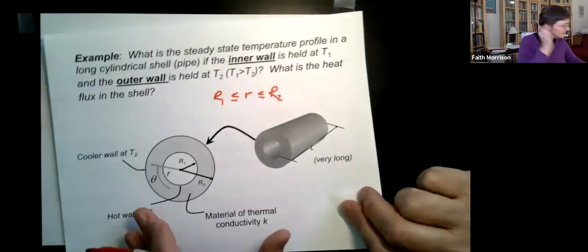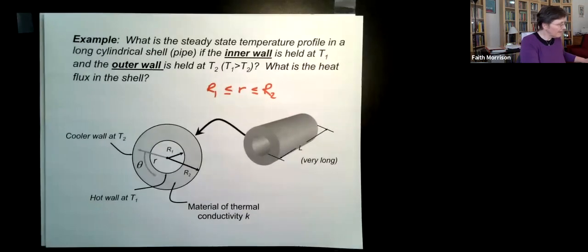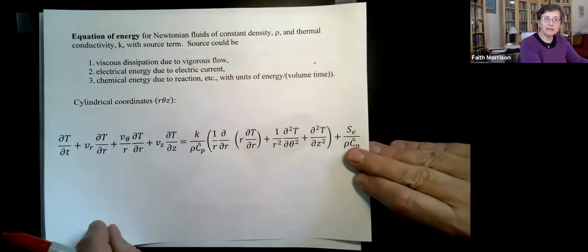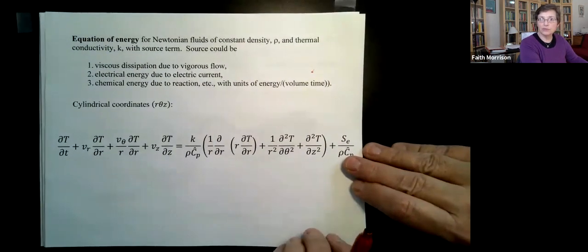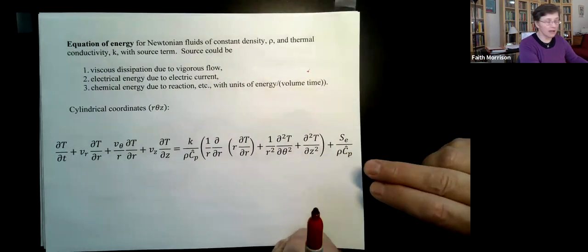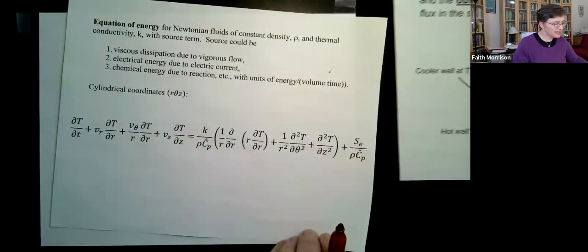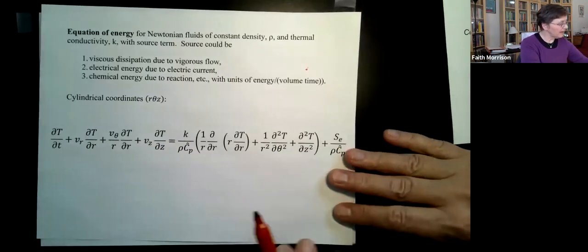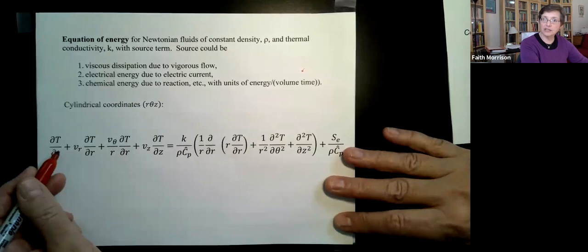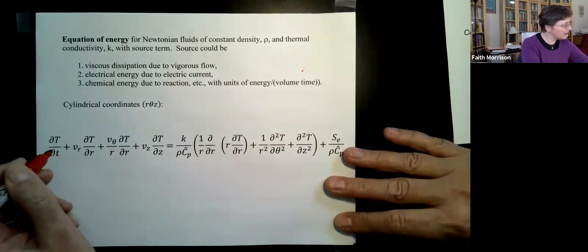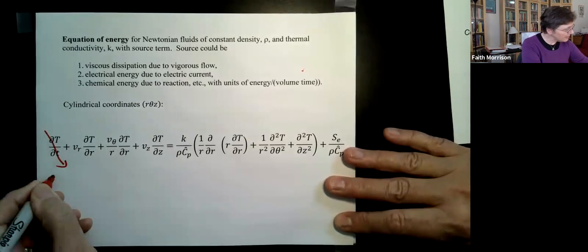So here's the problem statement again. And I have a zoomed up version of the microscopic energy balance that we can then use to find the differential equation that we need to solve. So it asks for the steady state temperature profile, and that's addressed here in the temperature as a function of time. If it's a steady problem, the temperature doesn't change with time.